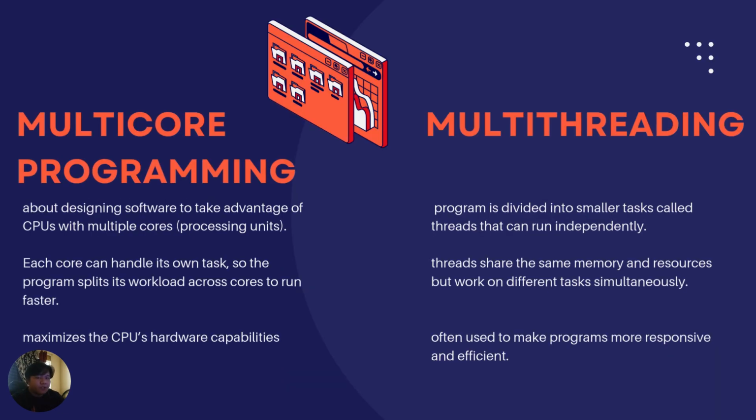And when we're talking about this, it's also good to bring up multi-threading, because multi-threading is dividing a task into smaller ones that we can run independently. Threads share the same memory and resources but work on different tasks simultaneously. So it's like the factory workers have their own specific tasks, which gets the job done. And multi-core programming, on the other hand, is much more focused on designing software to take advantage of the CPU, especially multi-core CPUs. So it's about maximizing the CPU's hardware capabilities.